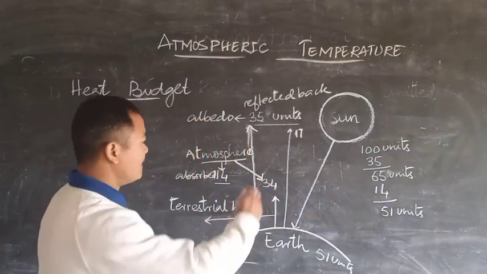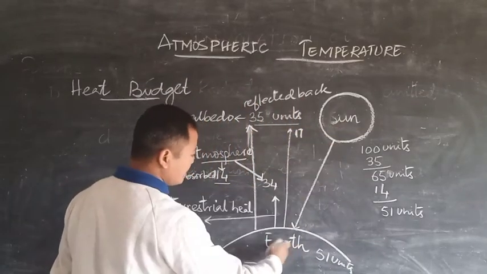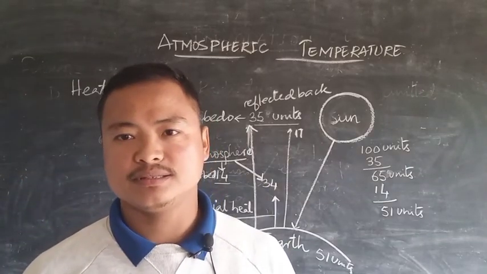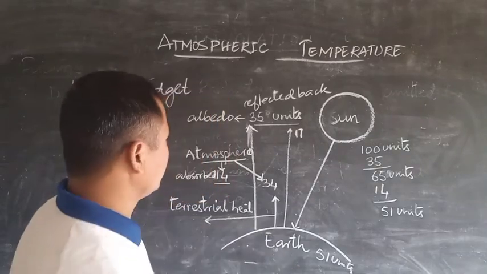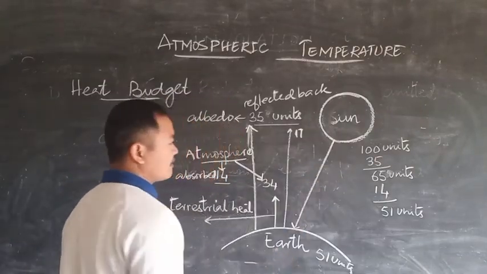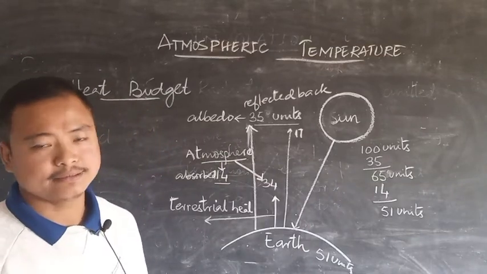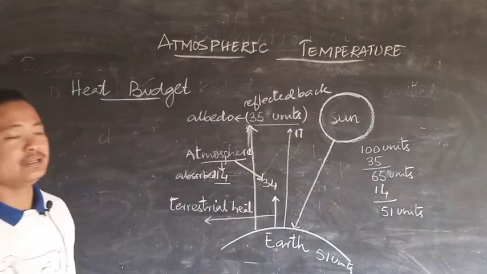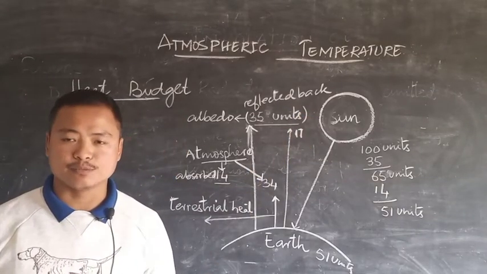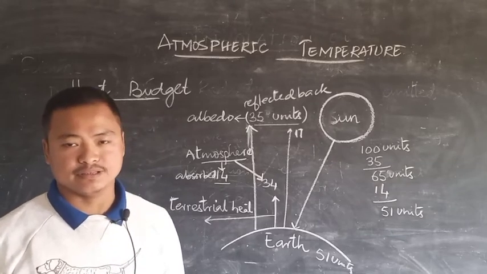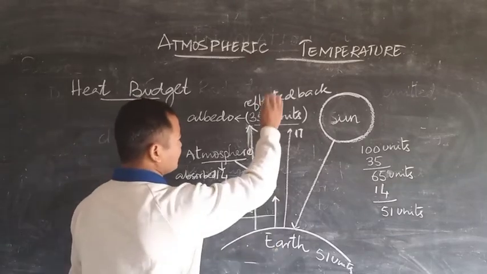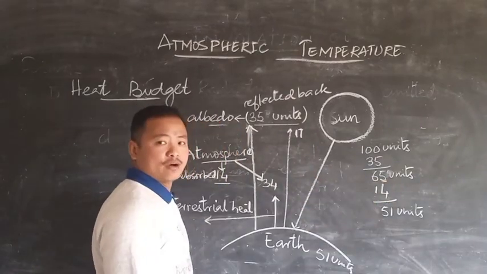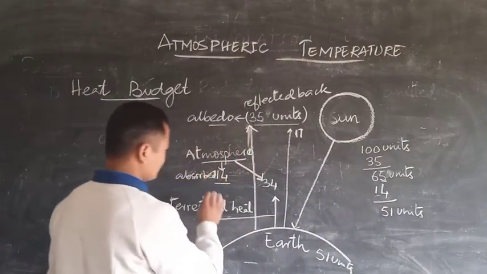So this balancing of incoming and outgoing radiation is what we call heat balance. Once again, if you see, out of the 100 units that radiates from the sun, 35 units it reflects back to space without much heating the earth's atmosphere and the earth's surface. With 35 being reflected back as albedo, it remains with only 65 units, and of the 65 units, 14 units is absorbed by the atmosphere.